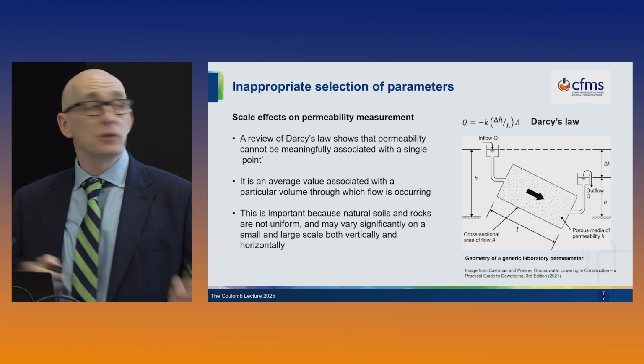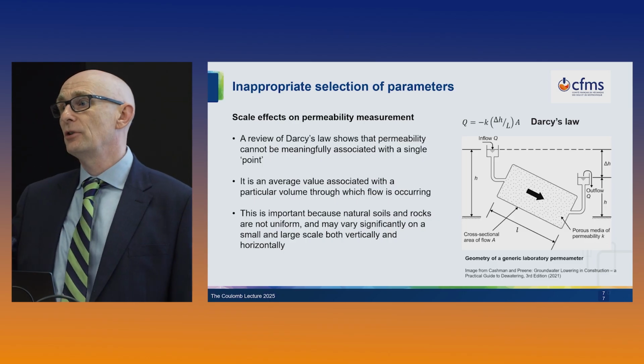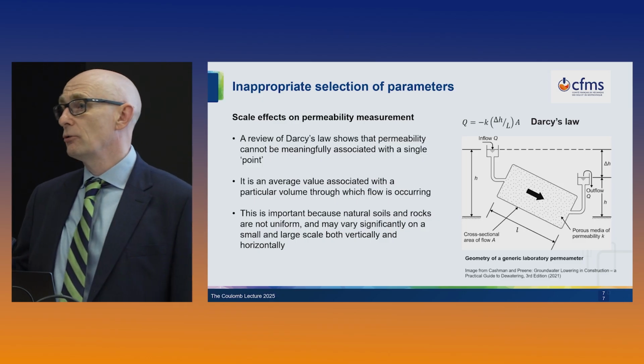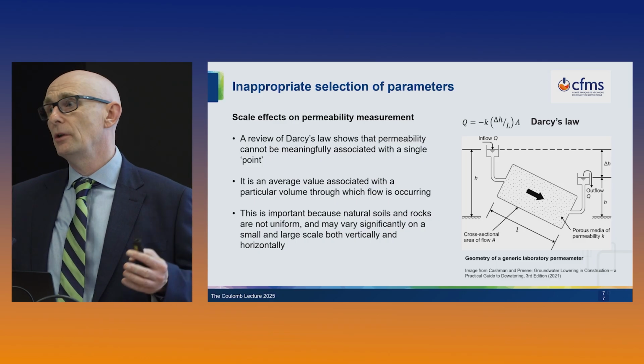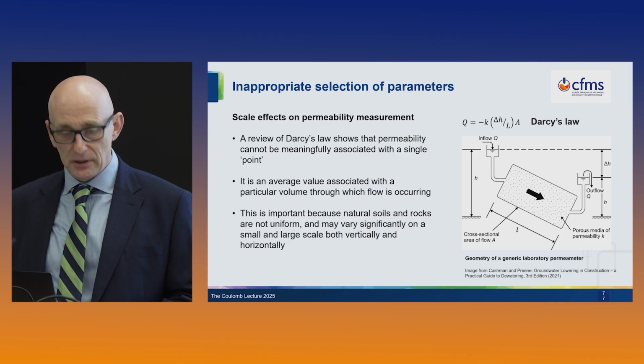When we combine those, it shows that, like in this diagram here, Darcy's law is essentially about average values averaged over a volume. And the challenge is that natural soils and rocks are not uniform in space. So if we have a volume, that volume is going to contain some variation in the properties, both on a horizontal scale and a vertical scale.